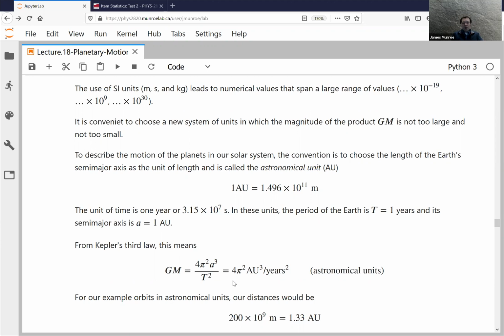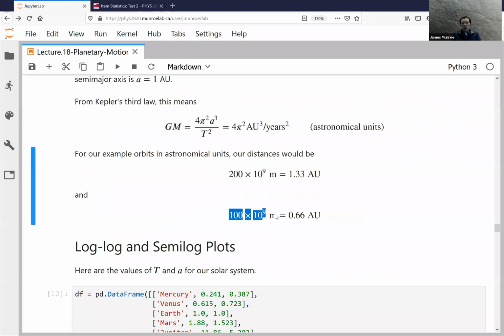So in our 2 examples, when I started off with a distance of 200 billion meters away, well, another way of saying that is that's just 1 1/3 astronomical units. If I start a distance of 100 billion meters away, that's just 2/3 of an astronomical unit. So if we rewrite the problem so we're dealing with astronomical units, we don't need to worry about all of these times 10 to the power of 11, or times 10 to the power of 19.